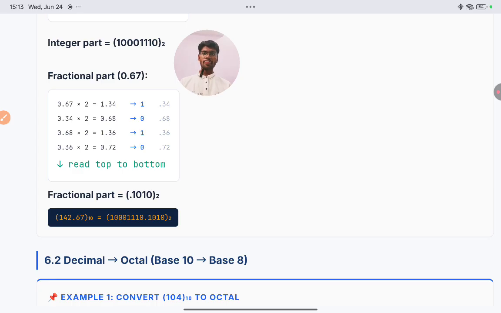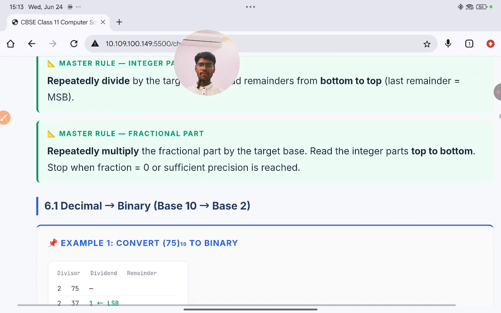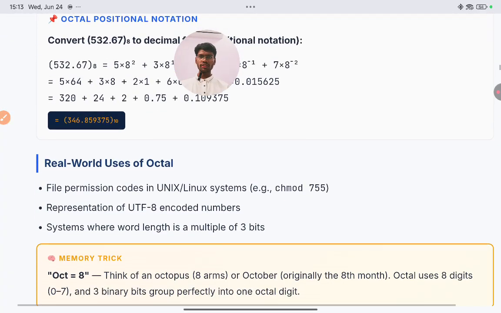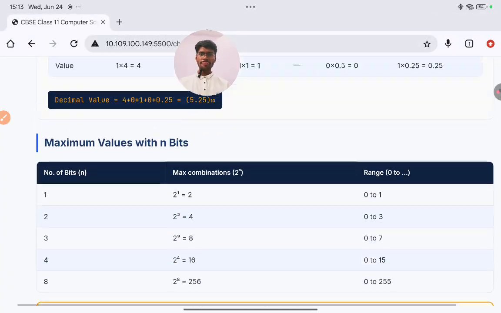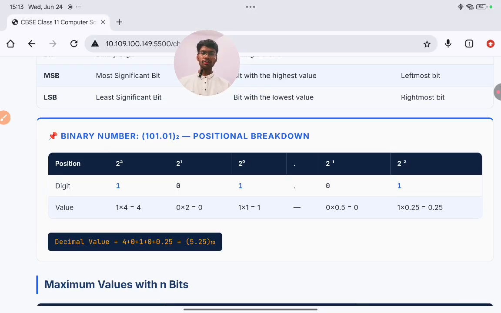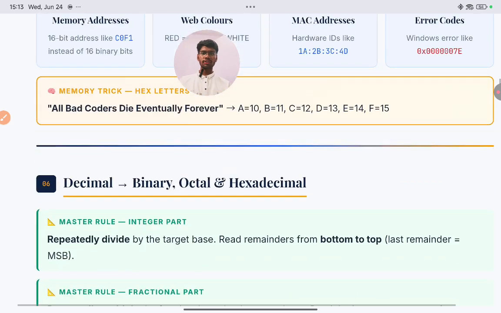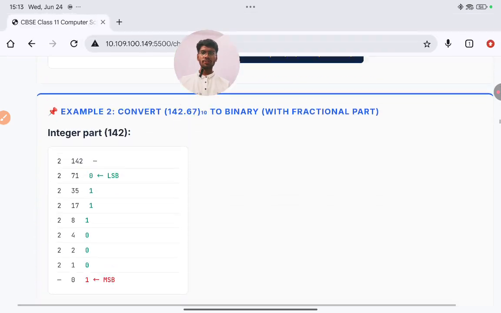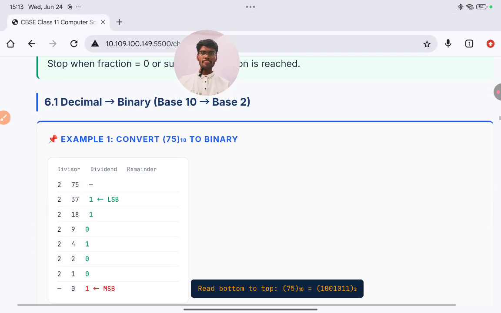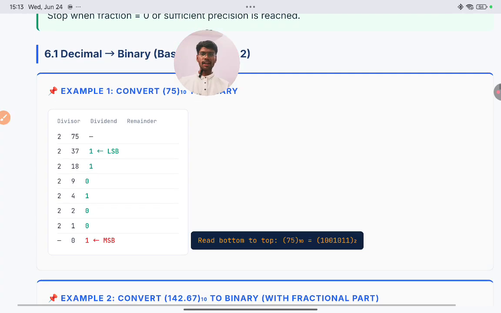And previously also we saw how to convert this part, binary with positional breakdown. There were 2 square, 2 to the power 0, and then the negative powers -1, -2. So if you do positional breakdown like that, that will also come out the same, and this is one method to do it.